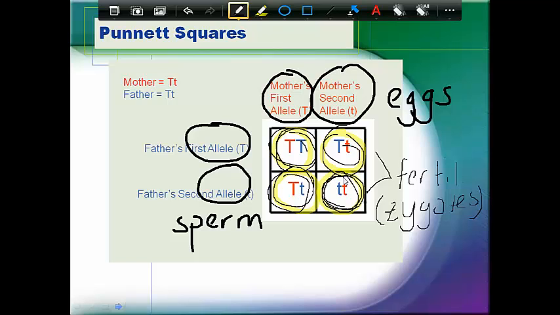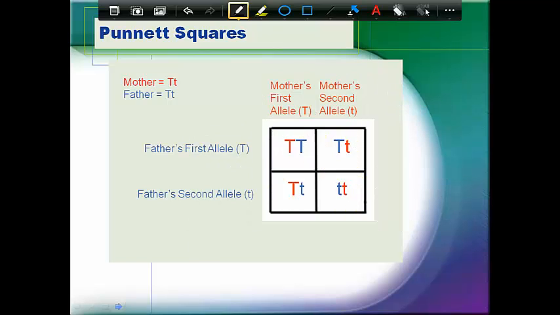Same with this. Okay, the likelihood is that we're only going to have a 1 out of 4 chance of getting 2 little t's together in fertilization. 1 little t from the sperm and 1 little t from an egg. But it could happen more or less depending on the randomness involved.